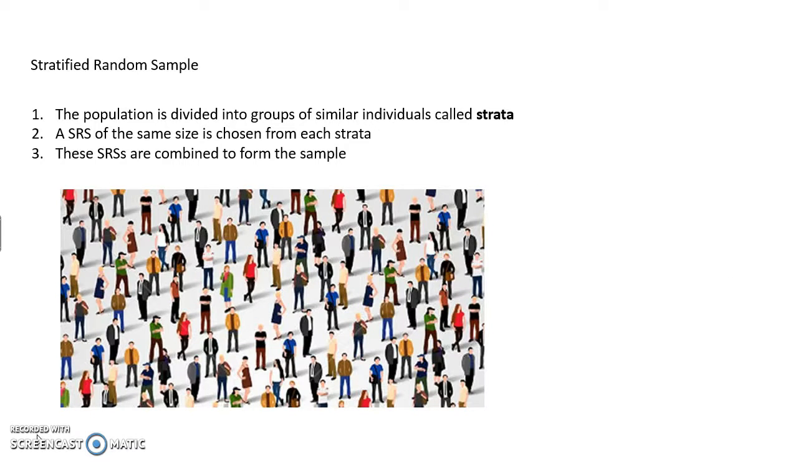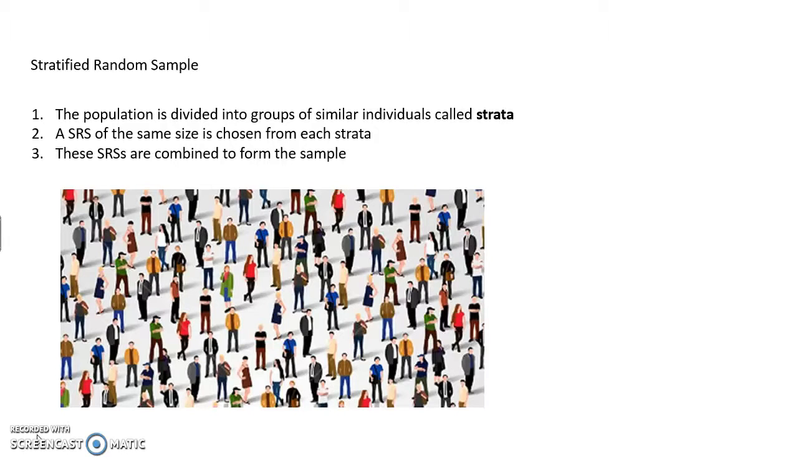There are additional sampling methods that might suit a researcher's needs. For example, a stratified random sample can be used to break a population up into groups called strata, and then choose an SRS within each group. Let's take this example here.